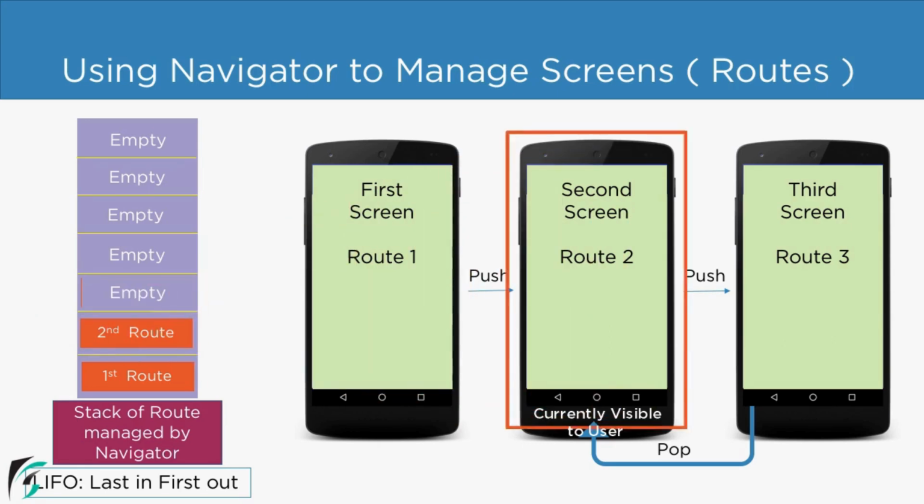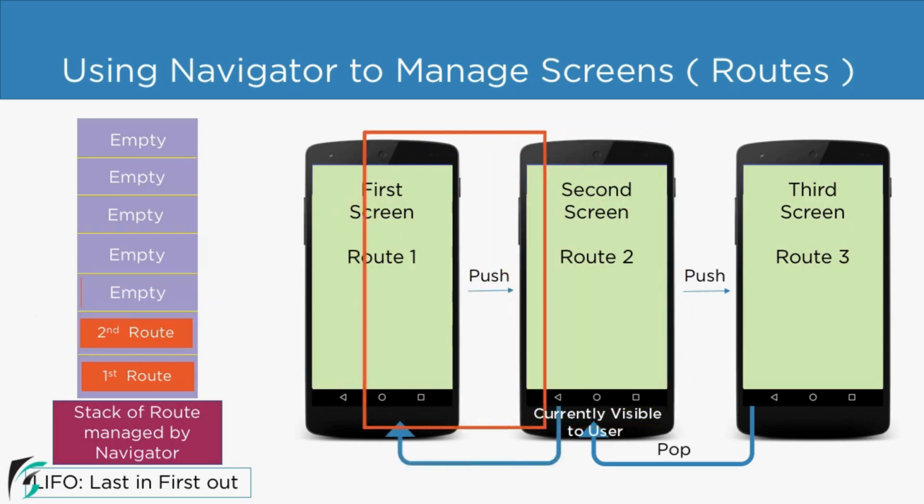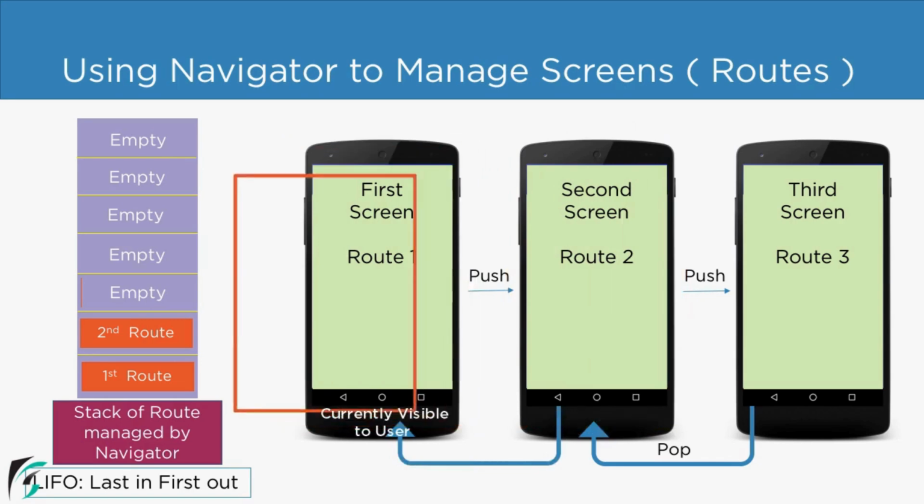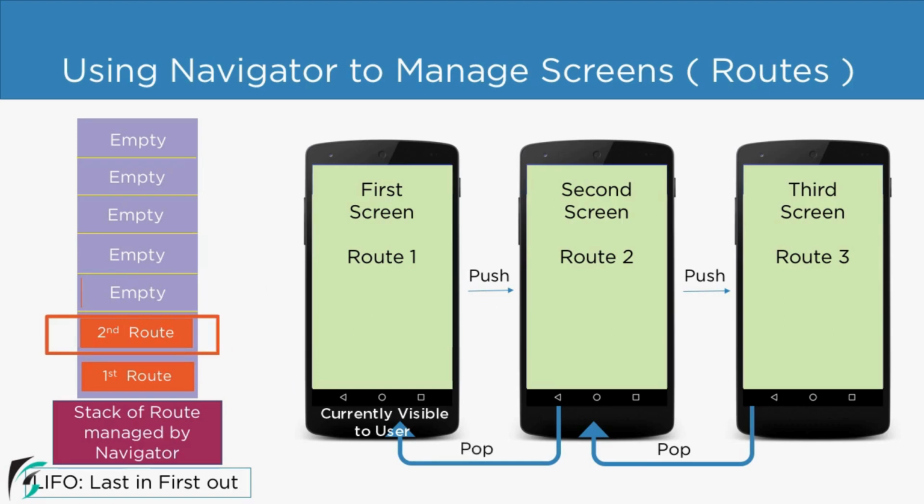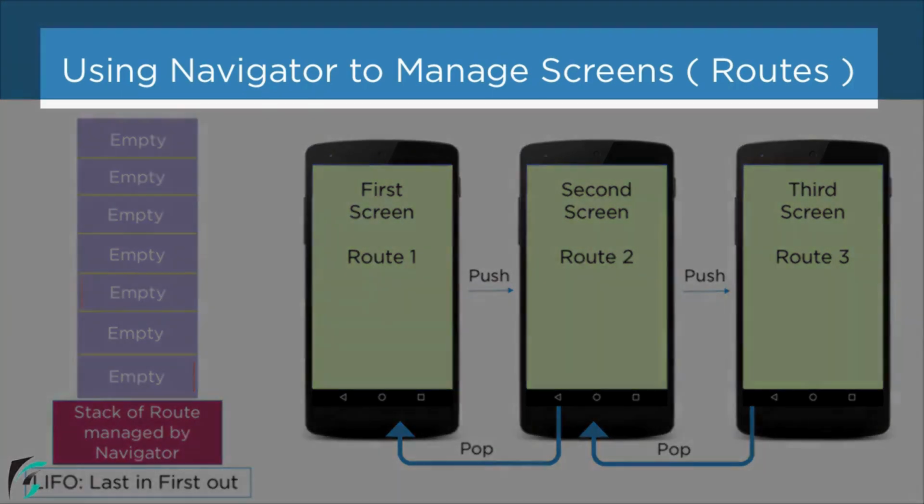Similarly, if the user again presses the back button, he will be navigated to route 1 and route 2 will be removed from the stack, thus making route 1 the top. Fine. Now in the end, suppose the user again presses the back button, so our stack will be empty. And the user will be navigated to the home screen of his Android or iOS device. As simple as that. Now the question arises, who manages the screens or the routes? Well, it is managed by a special widget known as Navigator.